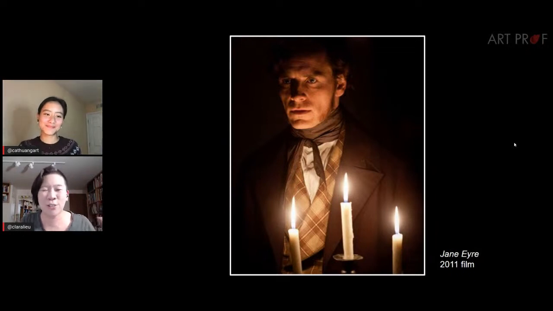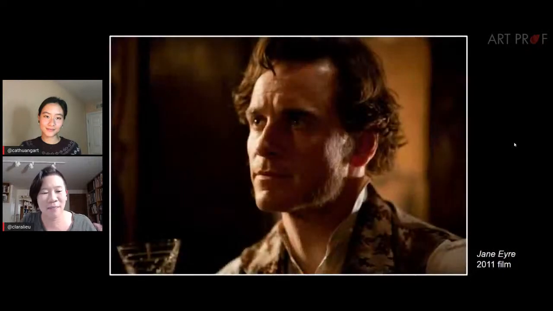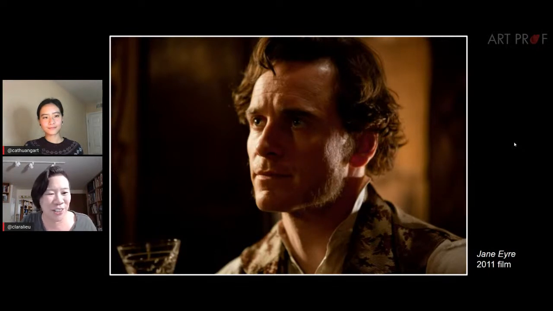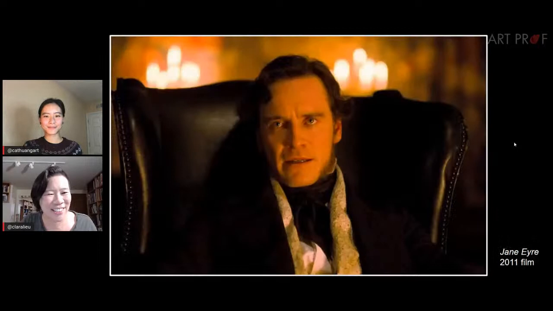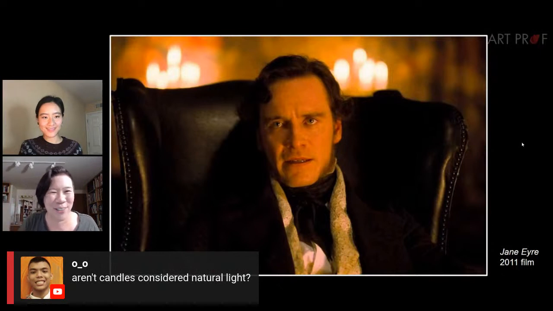If you guys want to see great candlelight, though, look at Georges de la Tour. He has amazing candlelight, and I feel like every Jane Eyre, Jane Austen movie is like a ripoff of a Georges de la Tour film. So check it out. Oh, he just looks so intense here. I like it when he's mad. I like it when he feels tortured.